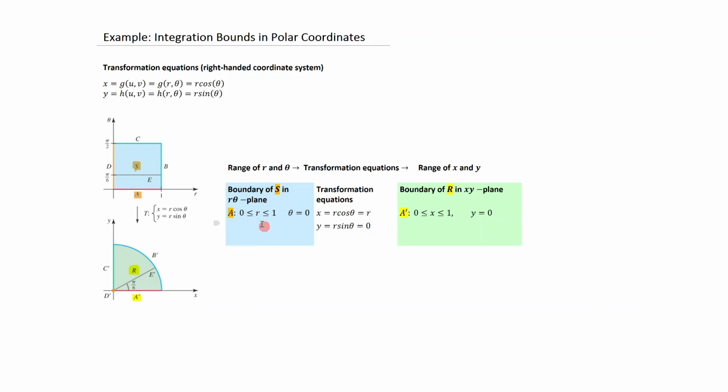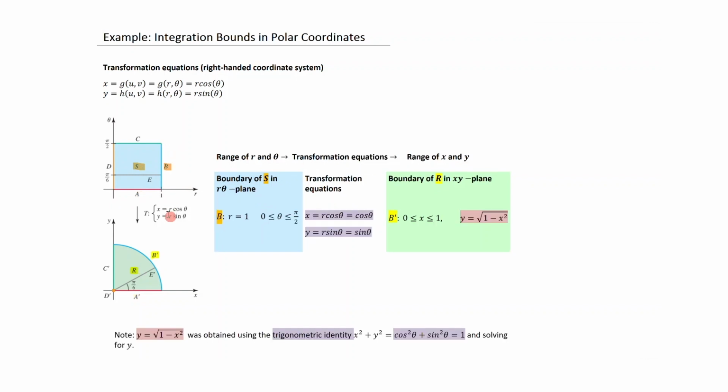If you then substitute the value for theta equal to 0 into the transformation equation, then this becomes r and this one becomes 0. So now we want to know how this line translates into a line or curve in the xy domain. We know that r ranges from 0 to 1, in which case x will range from 0 to 1 and y is already 0. So this is the mapping of A prime, which is this straight line that you see here, which goes from 0 to 1 for x and y equals 0. So the next thing is to look at how this line transforms.